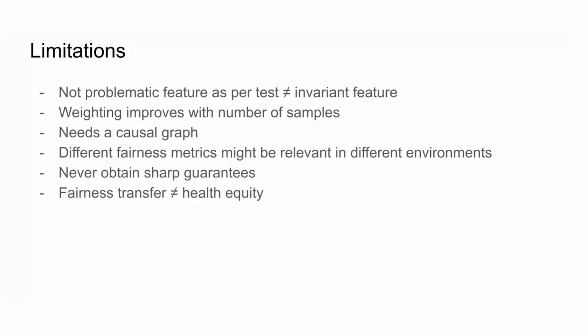We also know that different fairness metrics might be relevant in different environments, and so this would need to be taken into account. If you say demographic parity is more important in my source, but equalized odds is more important in my target, then obviously you have a bit of a conflict between the conditions that you would want to have for your variables in each of your environments. Because we're using proxies, we are never really going to obtain sharp guarantees, and this is especially true for demographics.